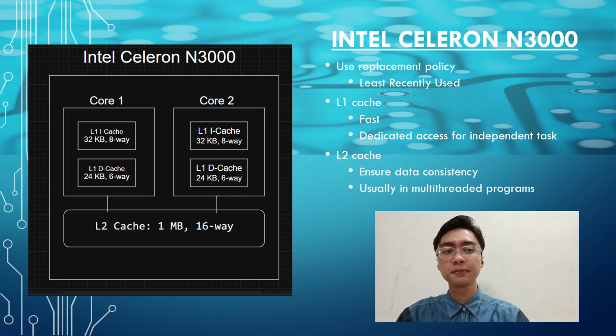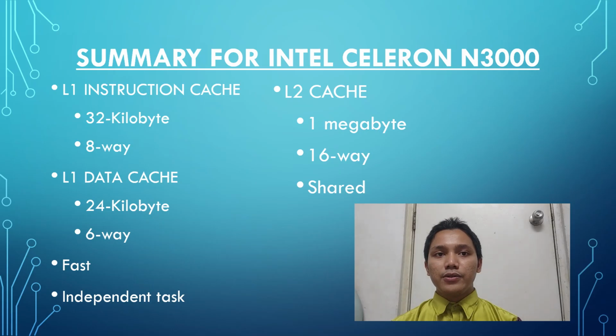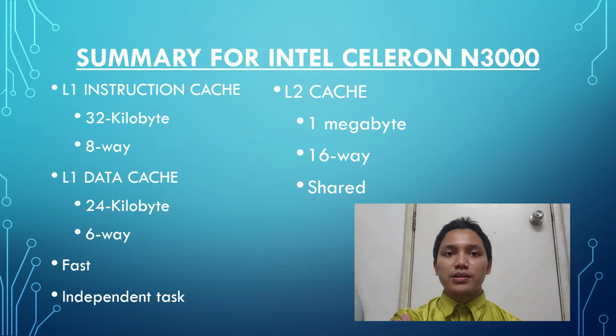Thank you. I'm Muhammad Izdian. I will recap what we have learned today about the Intel Celeron N3000 with a focus on its cache memory system. Even though this processor is designed for low power, especially in budget-friendly laptops, it actually uses a smart and efficient cache architecture that really boosts its performance.